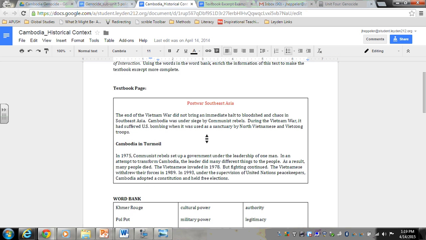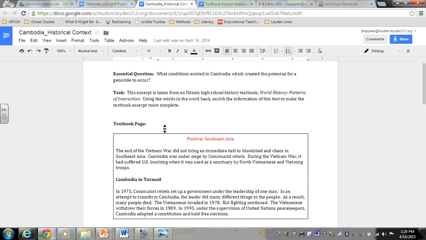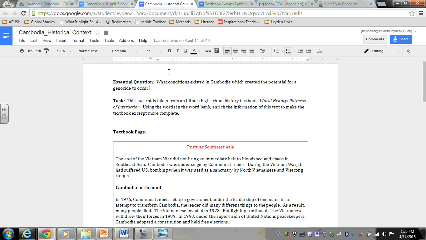Remember, the goal of your task here today is to enrich the textbook excerpt. You want to take these two paragraphs and make them a little bit more detailed so that the reader walks away with a better understanding of an answer to this question: what conditions existed in Cambodia which created the potential for a genocide to occur? Best of luck, and I look forward to looking at your textbook pages.